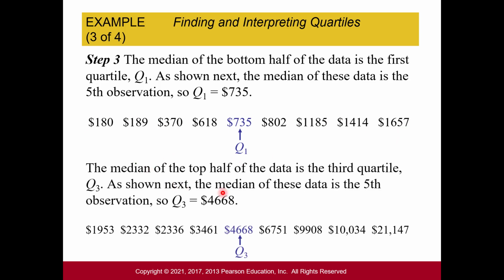The median of the top half of the data, which would be our Q3 or third quartile, same process. We take the top half of our data, those values, and it's an odd number, so there is a middle value. We don't have to do the average like we did with the whole data set. And so our Q3 would be located at the data value of 4,668.